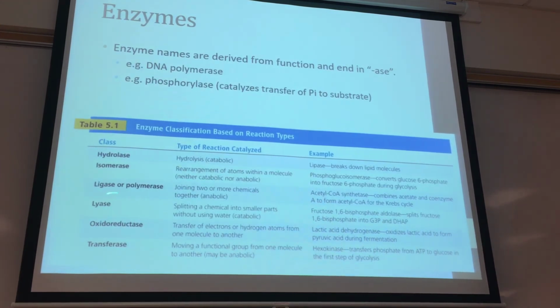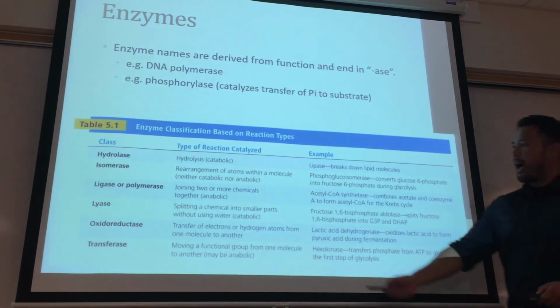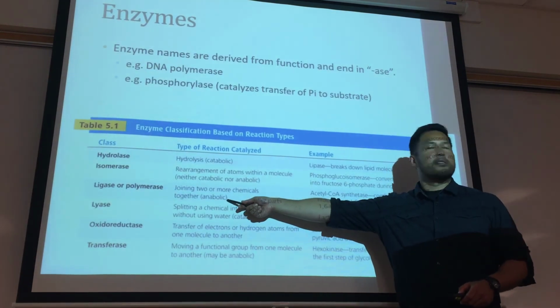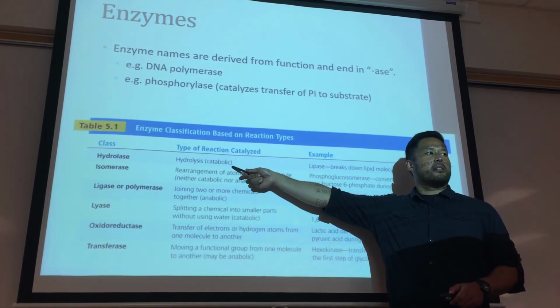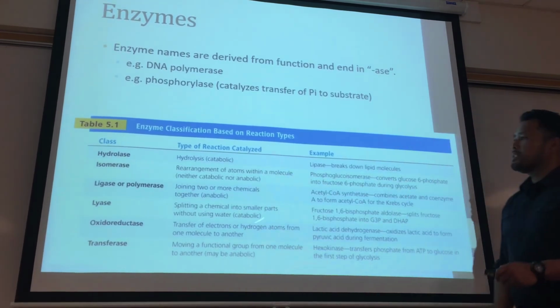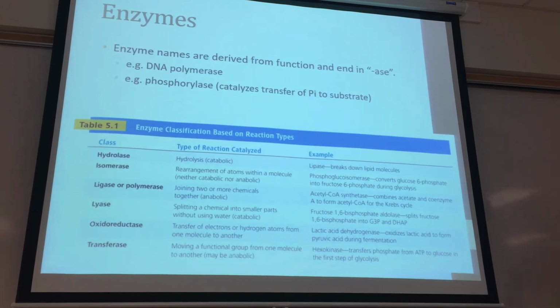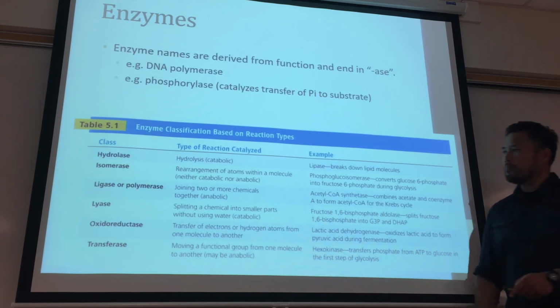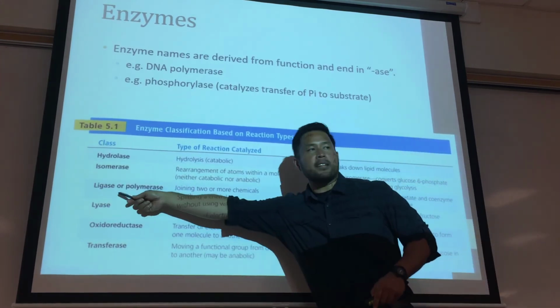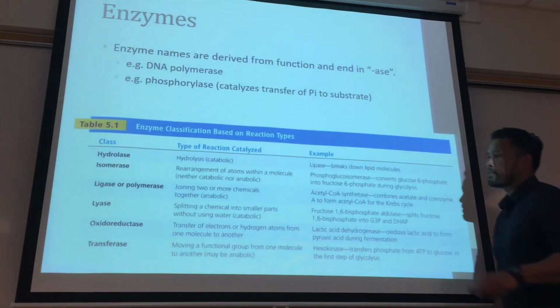The other one on there, the exact opposite of hydrolase, is a ligase. It's to join two or more chemicals together to undergo an anabolic reaction. The first one I talked about, hydrolase, was a catabolic reaction. So in this case, this allows for the synthesis. If I'm going to turn glucose into glycogen, I'm going to employ some form of a ligase or a polymerase.